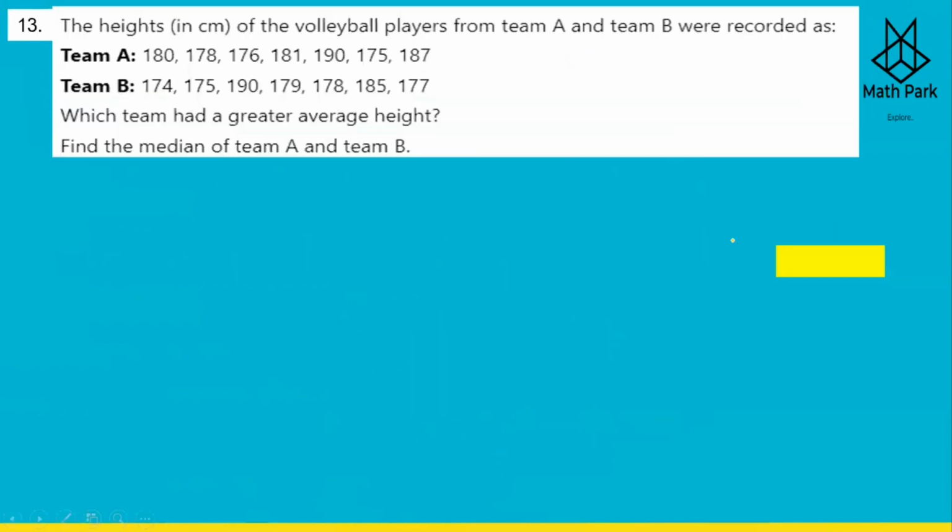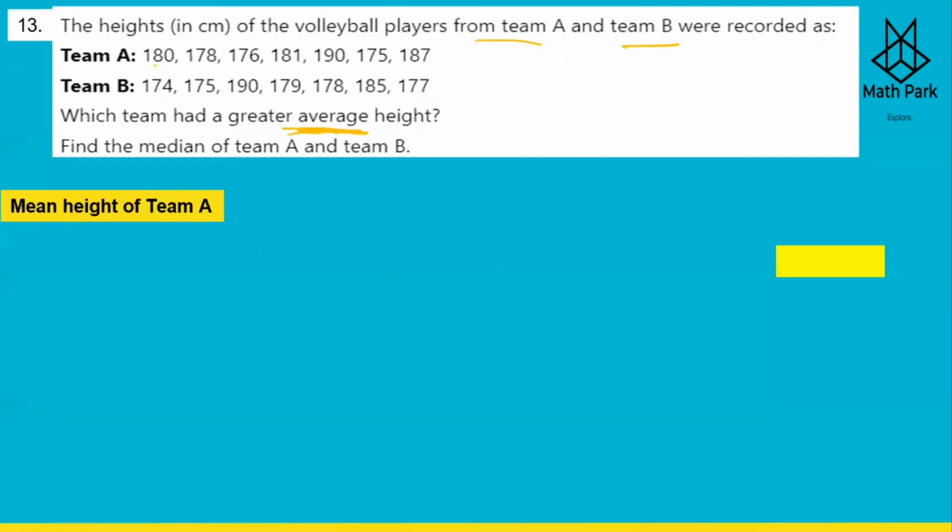Moving to the last question of this exercise: the heights in centimeter of volleyball players from team A and team B were recorded as here. Which team had greater average height? Average meaning we have to find the mean and then we have to find the median of team A and team B. So let's first find mean.